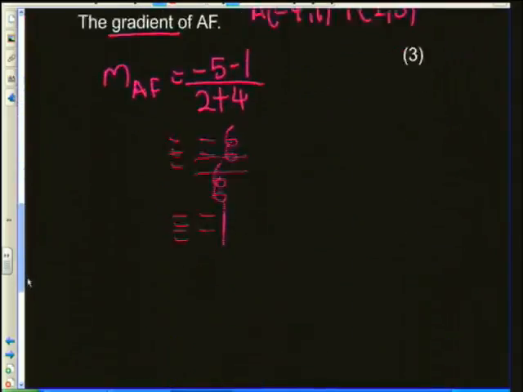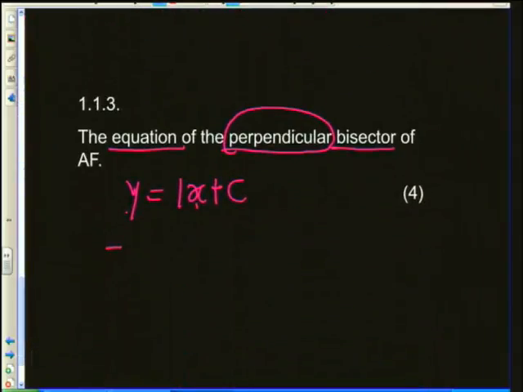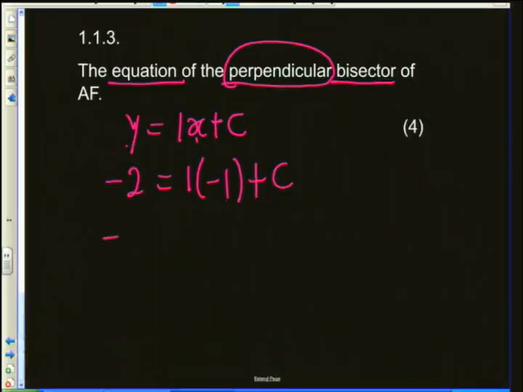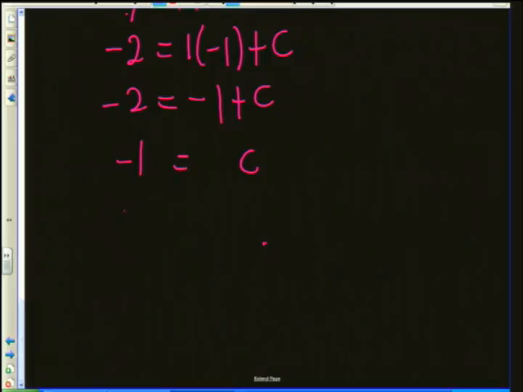So go back to my equation. Instead of y, I'll now put in a negative 2, and instead of x, I will have negative 1, plus c. And what does that mean? It means that negative 2 is equal to negative 1 plus c, and solving for c, I'll have negative 2 plus 1, which is negative 1. I've got a gradient and I've got a y-intercept, which means I can put down the equation. It means that y is equal to 1x, or just x, minus 1. That is the equation of the perpendicular bisector. Okay, moving right along.